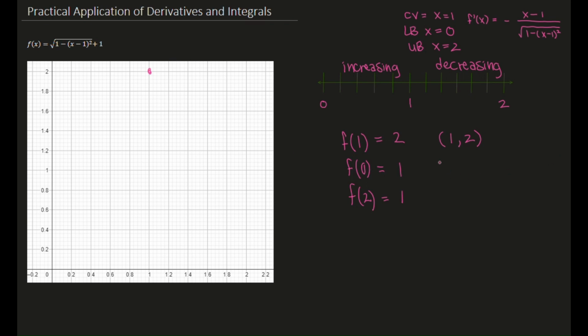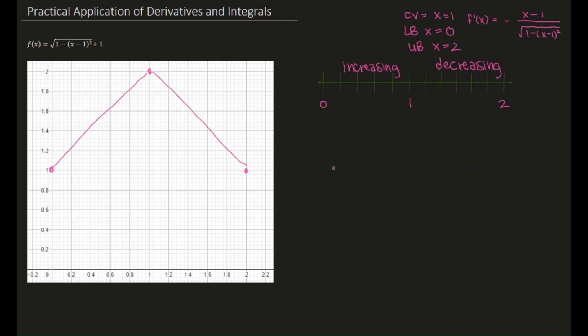I have a lower bound at (0, 1). And I have an upper bound at (2, 1). I know from using my number line that between 0 and 1 my function is increasing, and between 1 and 2 my function is decreasing.